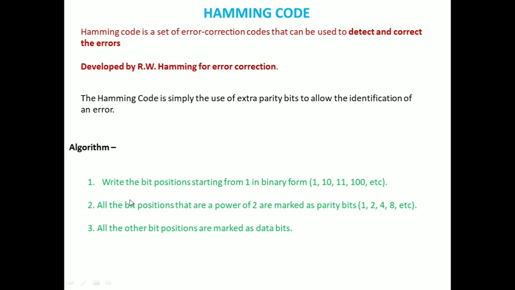While writing like this, all the bit positions which are a power of 2 are marked as parity bits. So in the total bit positions we will mark some as parity bits, and those are the powers of 2. That is, 2 power 0, the first bit position, is the first parity bit, 2 power 1, the second bit position, is the second parity bit, 2 power 2, the fourth bit position, is the third parity bit, 2 power 3, the eighth bit position, is the fourth parity bit, and so on. Next, the third step is that all the other bit positions, other than those given by parity bits, are marked as data bits.